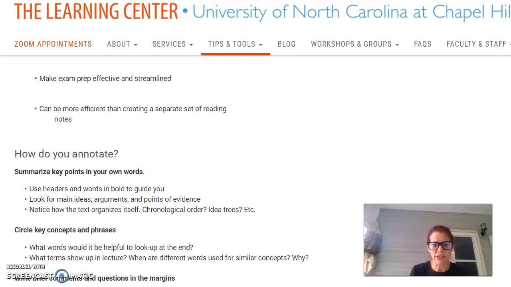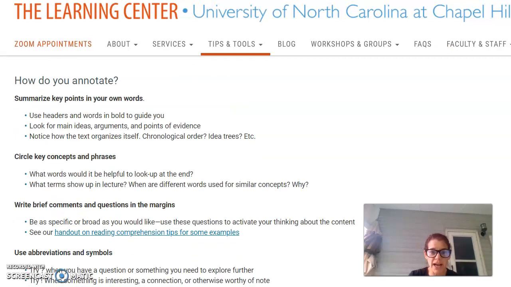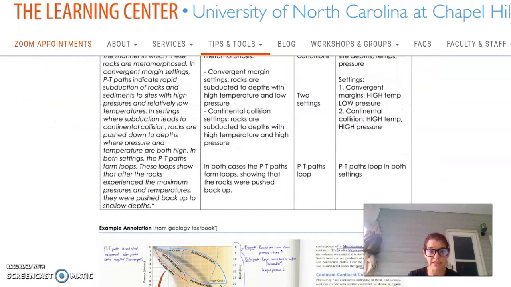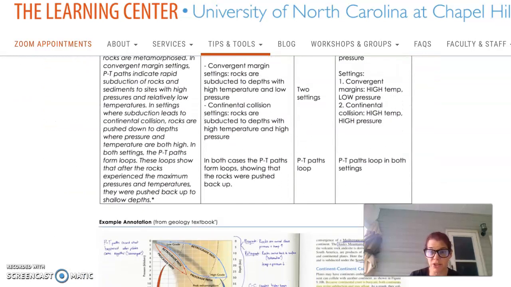On the screen here, you see a handout from the University of North Carolina about annotating. I'm going to put this link in Blackboard, and you should go take a look at it. I'm not going to go through the whole thing right now because you can read it on your own. But it does talk about how to annotate, and it gives you some examples of what annotation can look like. So that's really good. Go check that out.